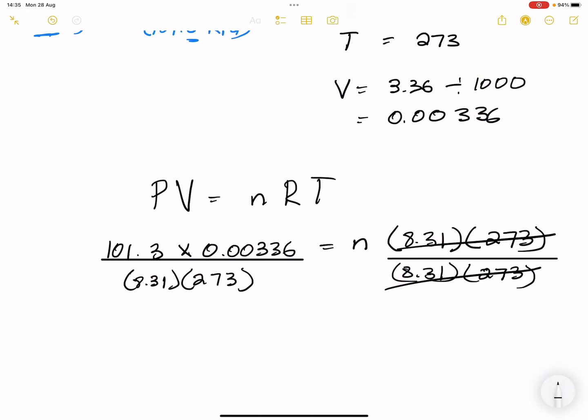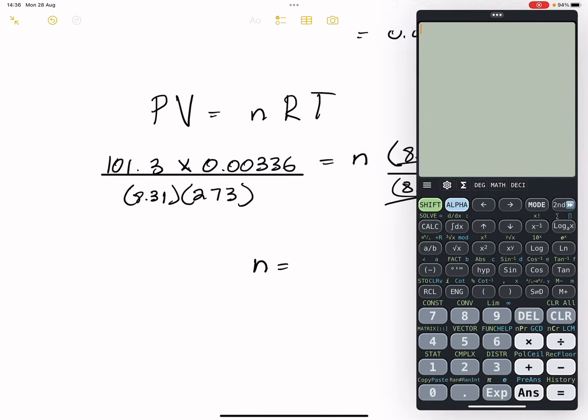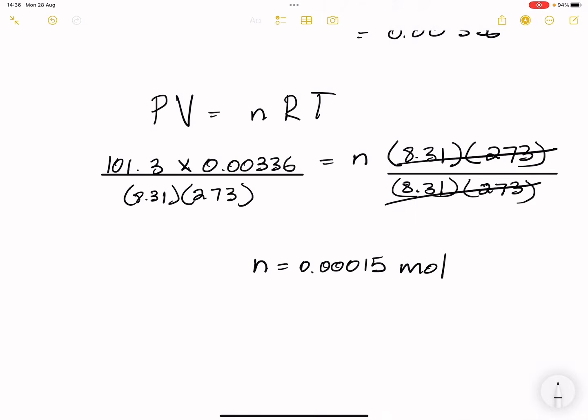So what does our value for n give us? We've got 101.3, that's in kilopascals, multiplied by 0.00336, and we divide all of that by 8.31, I'm going to put that in brackets, times 273. I get a number of moles of 0.00015. So those are the number of moles of the gas.